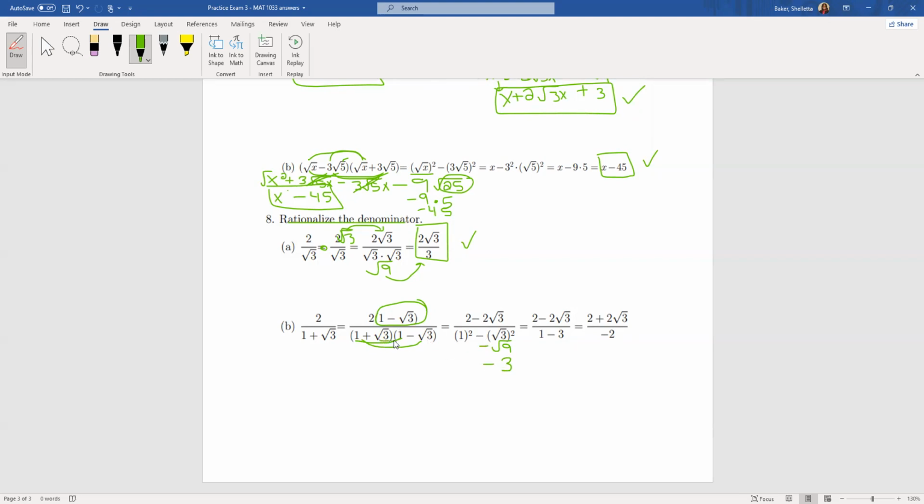And then the inner and outer terms are going to cancel out again because we have a minus square root 3 and a positive square root 3. Those two terms are going to cancel each other out. So that leaves us with just 1 minus 3 in the denominator, or negative 2. And in our numerator, we just distribute that 1 times 2, that gives us 2. And then 2 times that square root 3 gives us a minus 2 square root 3.